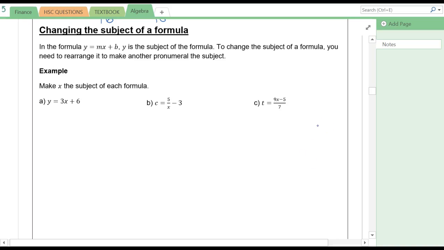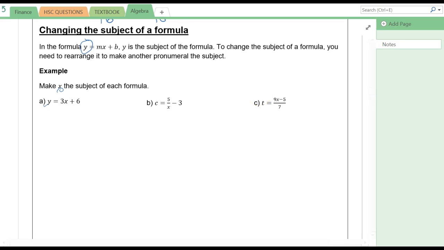All right, to change the subject of the formula, you first need to know what the subject of the formula is, and it's the thing that's on its own next to the equal sign. So in this one it's y. Currently it's y, but I want x to be on its own. Currently it's c, and I want x to be on its own, and currently here it's t, and I want x to be on its own.